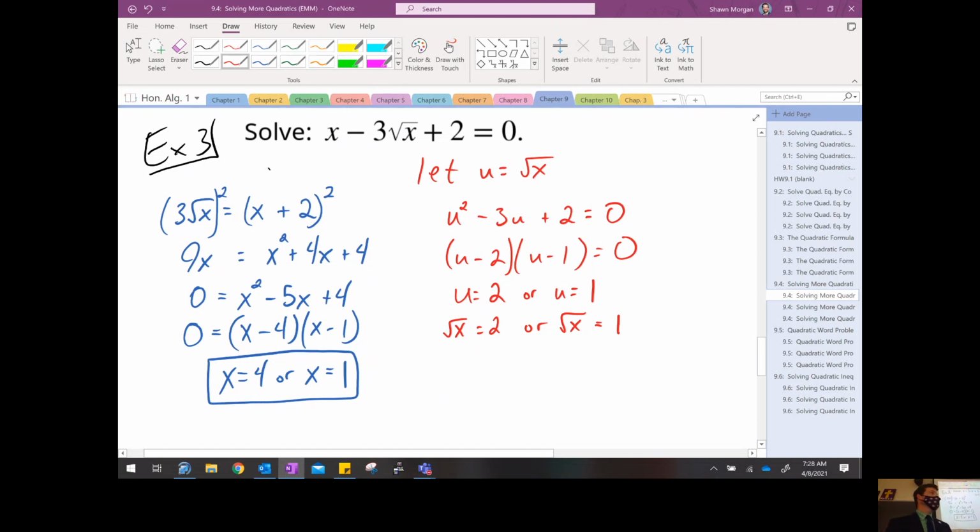Okay, and then how do I get x by itself on both of those? Square both sides. So we got x equals 4 or x equals 1, and we see both of those solutions as being legitimate because we've already tested them out.